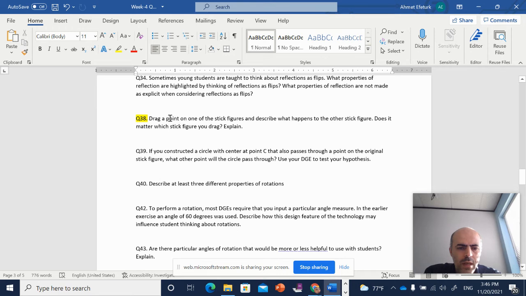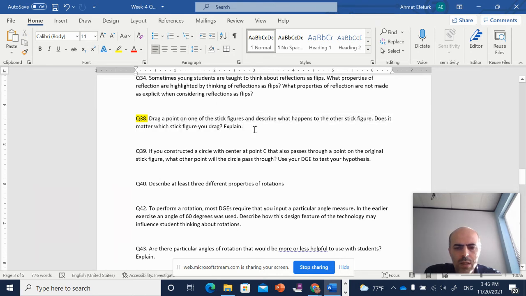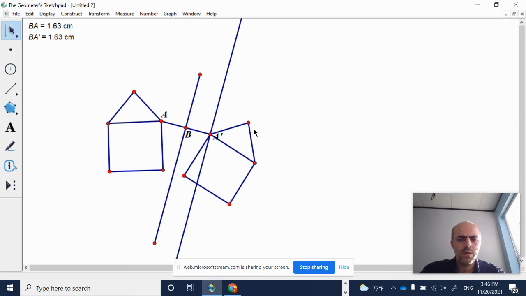Now it says to drag a point on one of the stick figures and describe what happens to the other stick figure. So does it matter which stick figure you drag? Let's go back a little bit.